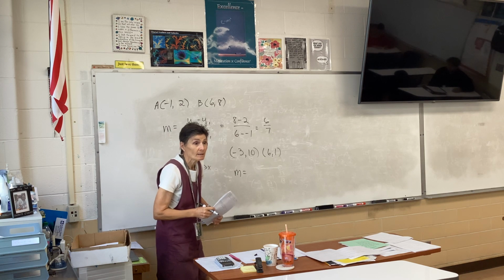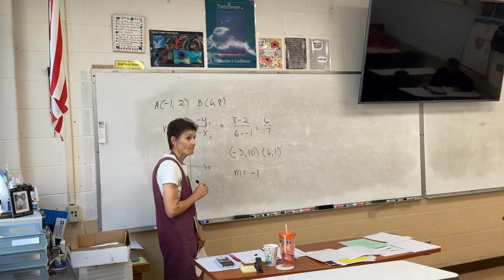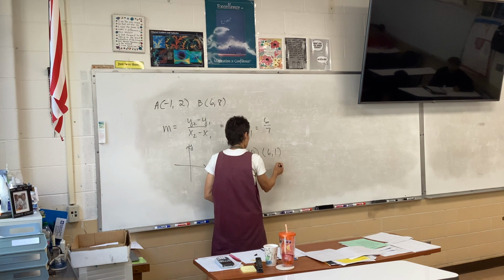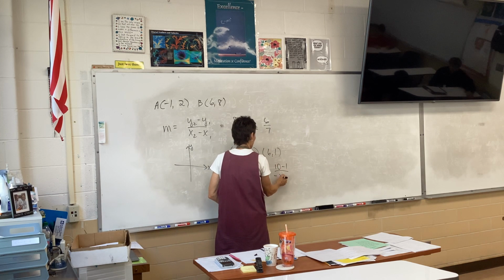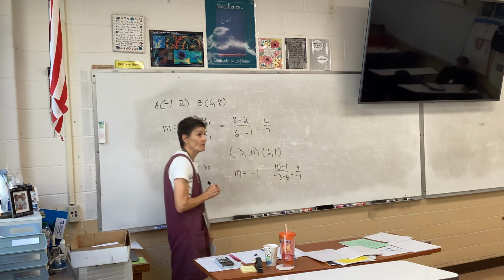What'd you get? -1. She got -1. Anybody else get -1 as your answer? Yeah? So I'll go the other way this time. 10 minus 1 over -3 minus 6. 9 over -9, very good. Very, very good.